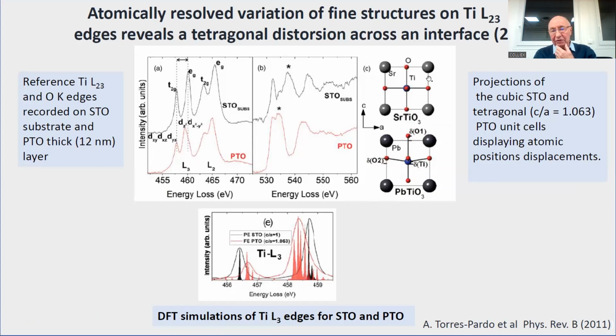And when you look at the calculation for the two structures, the strontium titanate is cubic, and this one is tetragonal, distorted in the center. In the detailed calculation of this, for instance, we see that for the cubic STO and the tetragonal PTO, there is a shift in these two parameters, the distance between these two peaks. So in this case, the extended analysis of the fine structures has shown that it was locally due to a crystalline distortion across the interface.